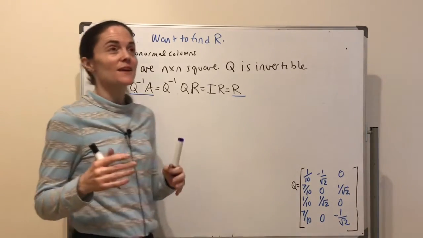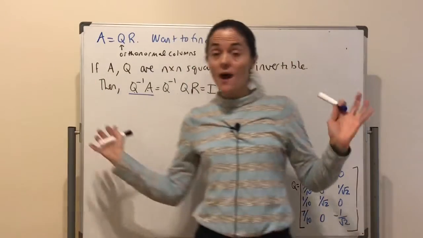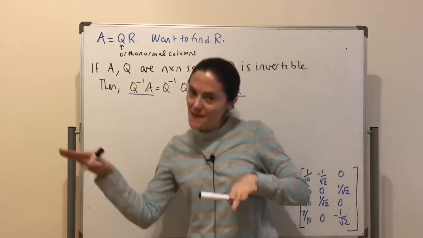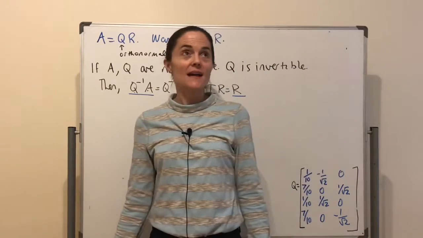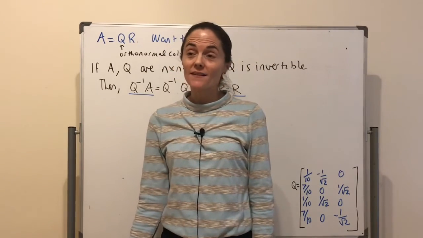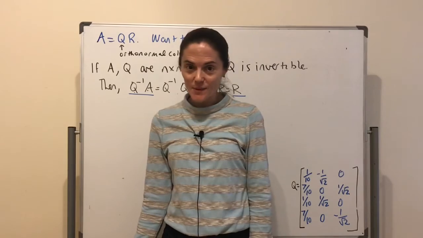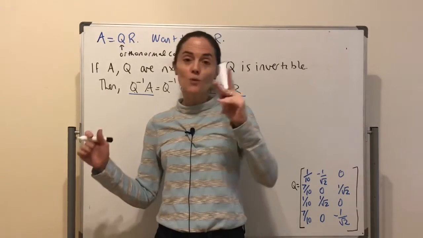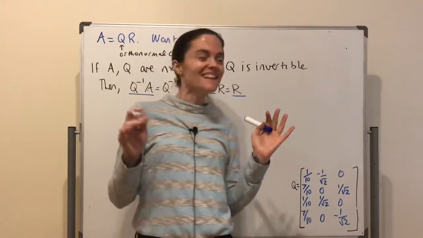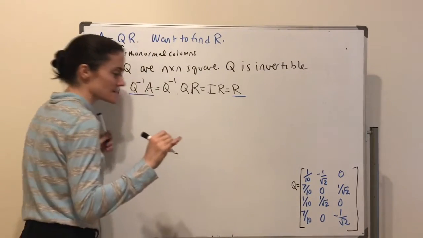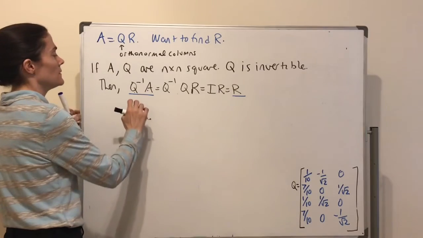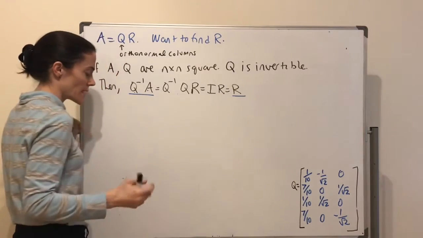But quite often, we're not working with all of Rn, we're working with a subspace of Rn, and so A and Q are not square. In fact, I didn't have any square A's or Q's in any of my examples. I was always having either 2 or 3 vectors in R4, right? But the nice thing is we can still do something like this to find R.